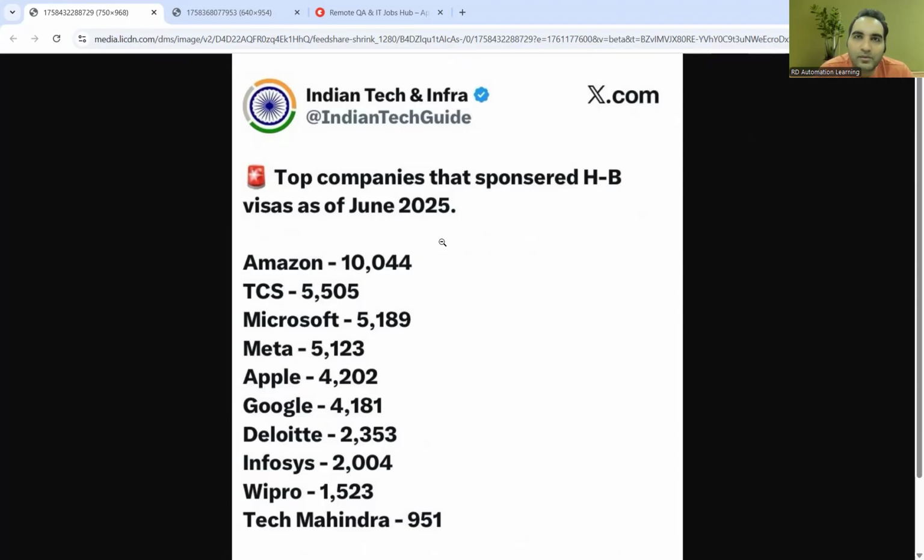See, if you are in the US on an H-1B visa and you are someone who is not performing so well, or who is in the middle range, performing average, then you will be sent back because the company will not afford such a huge amount of money for you.